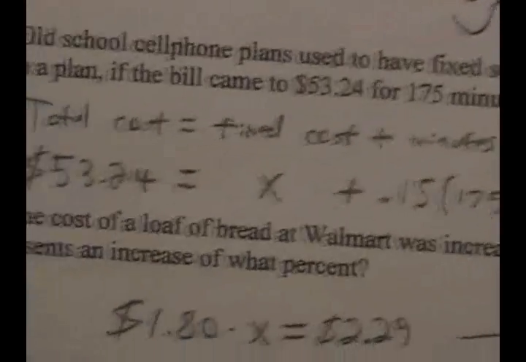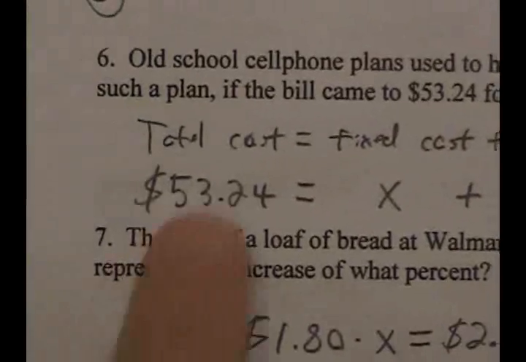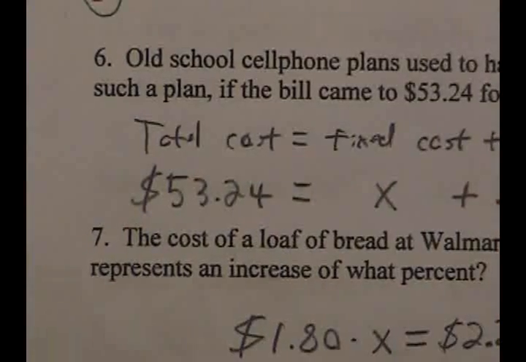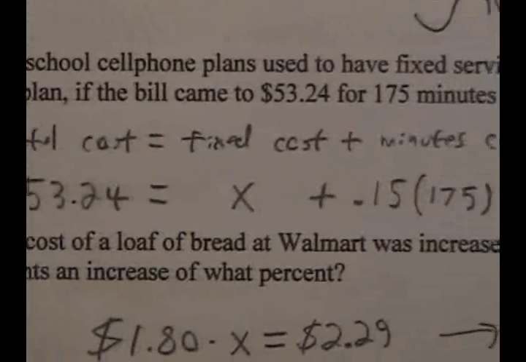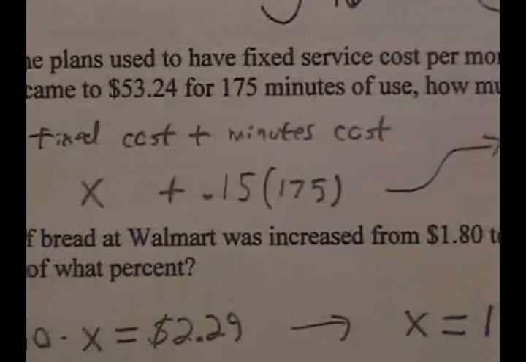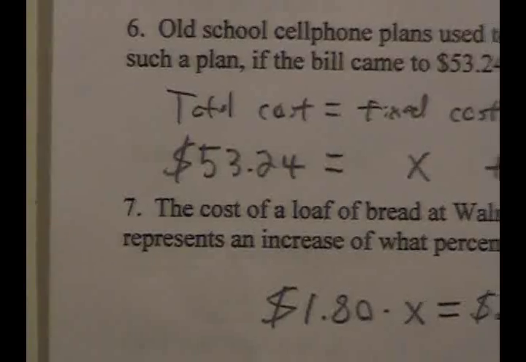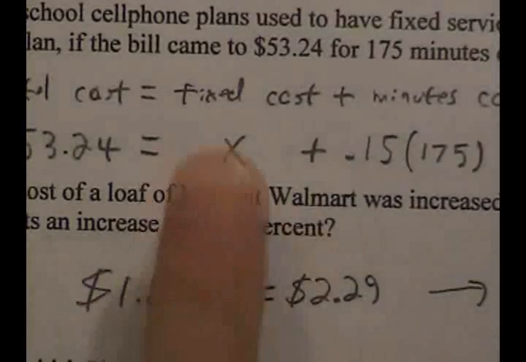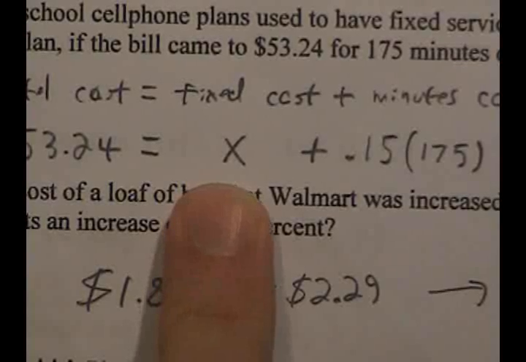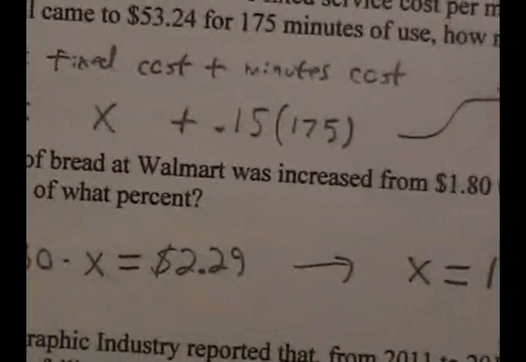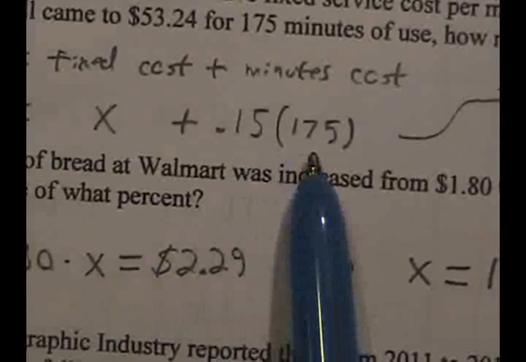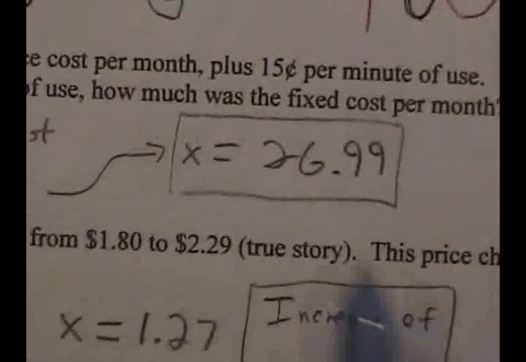Alright, the old school cell phone plans, what you had was you got to set up this, kind of think this out in your head. The total cost is the monthly cost plus the cost for the minutes. And so you would say the 53.24, which is what you had, would have to be the fixed cost, which you didn't know, plus the 15 cents for 175 minutes. And if you take that equation and solve it for x, you get $26.99. So that's the upfront cost.